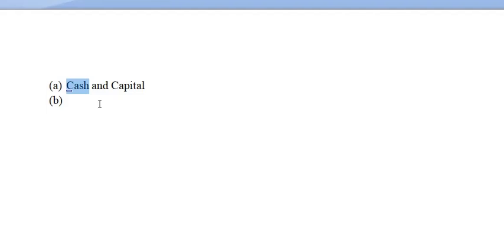If nothing is mentioned in the question, then we will always assume it to be cash. If it is specifically mentioned as bank or any other form of asset, then you will write that. But if nothing is mentioned, we assume it to be cash.